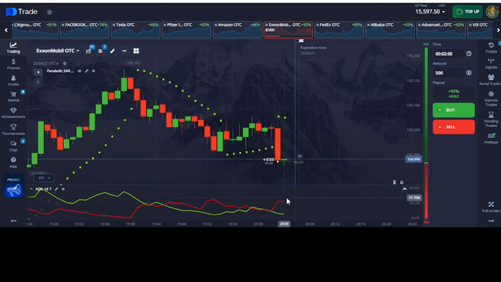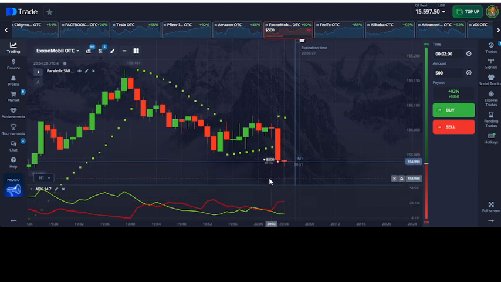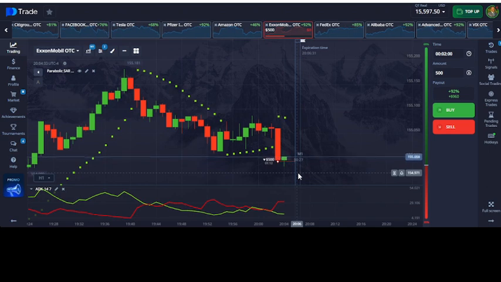So this suggests the bears are in control, sellers are in control. There are more sellers at this price than buyers. So that will continue to push the price in a bearish direction over the next 2 minutes. So let's monitor this trade and wait for the expiration.